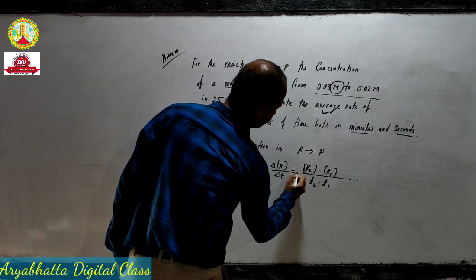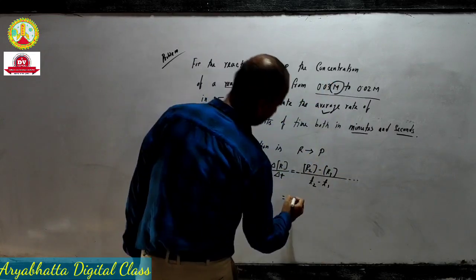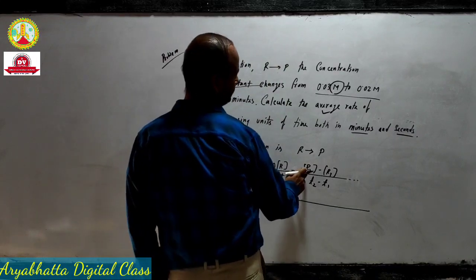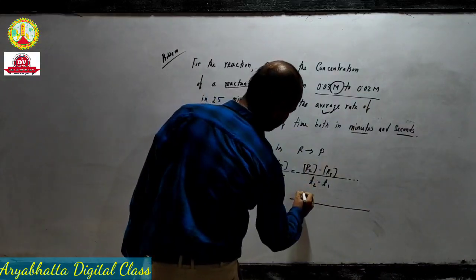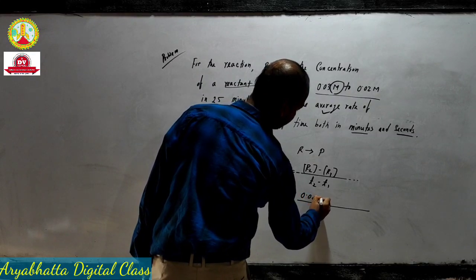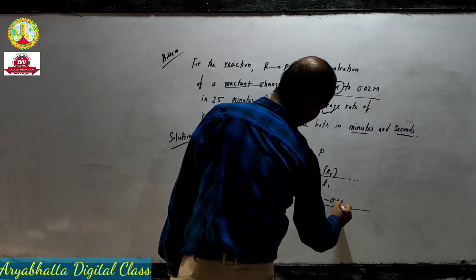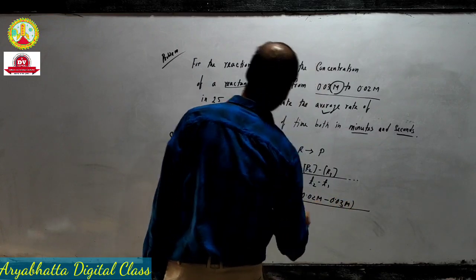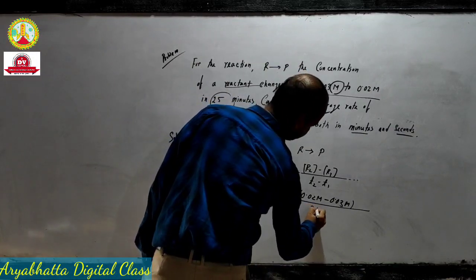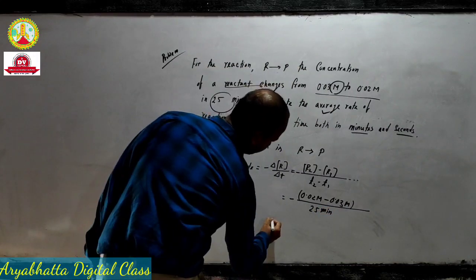This is minus. Okay, now let's say after that, just put this value here. R2 has the value of R2. R2 will be this one. Okay, so this will be 0.02 M minus R1, which will be 0.03 M. Okay, what's the time interval? Time interval is 25 minutes. Clear?